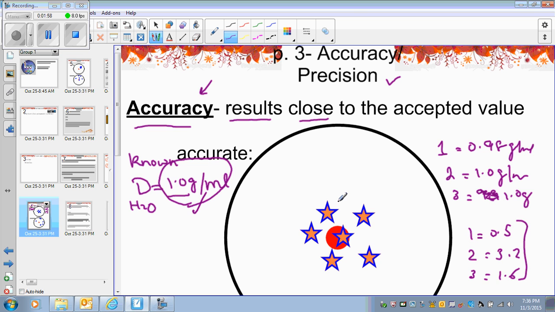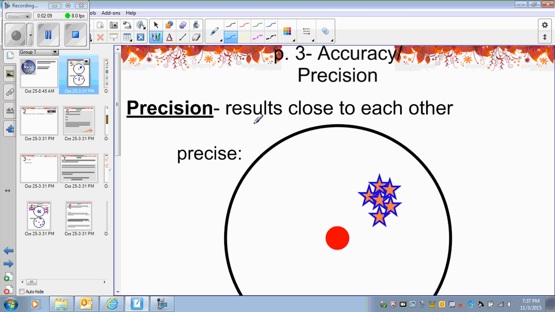So let's say you're playing this dot game. You're going to hit the center. So this is the only one that was able to hit the center, and none of this is accurate. On the other hand, precision means that regardless of whether your data is right or wrong, everybody gets the same data. So if this data is pretty close together within a set, it is called precise.